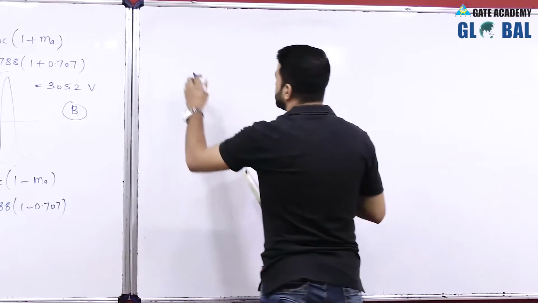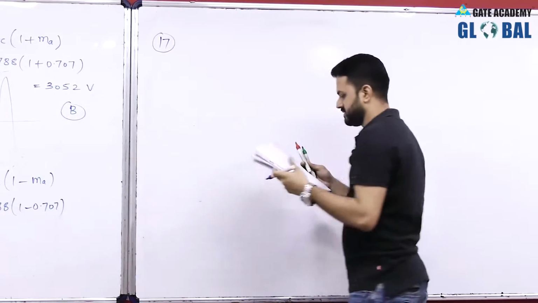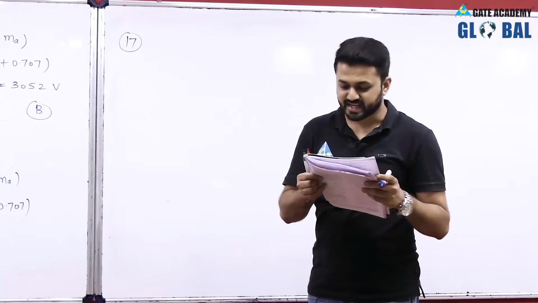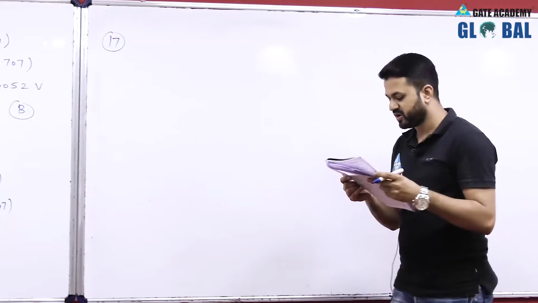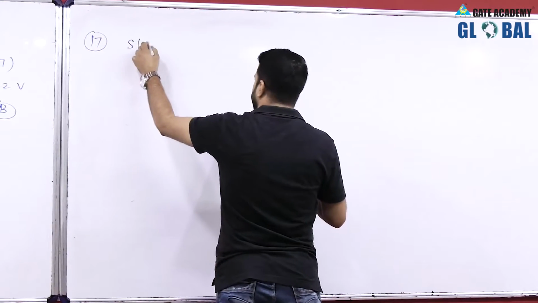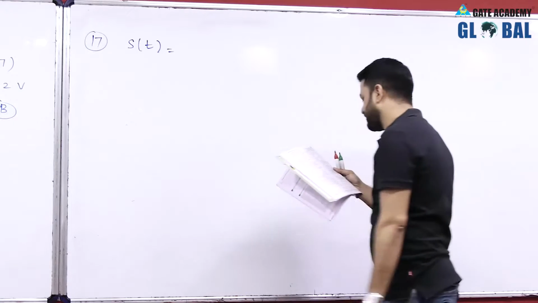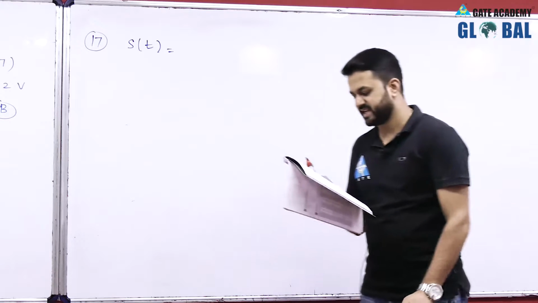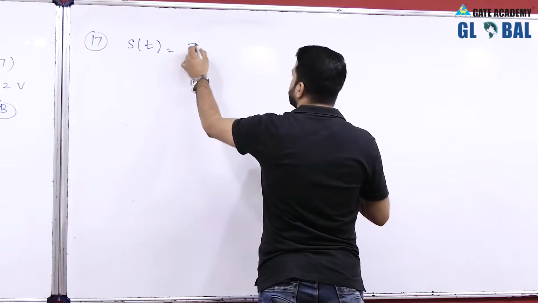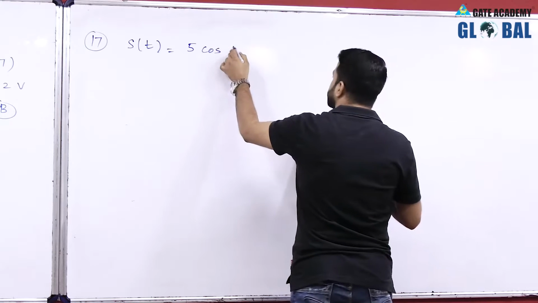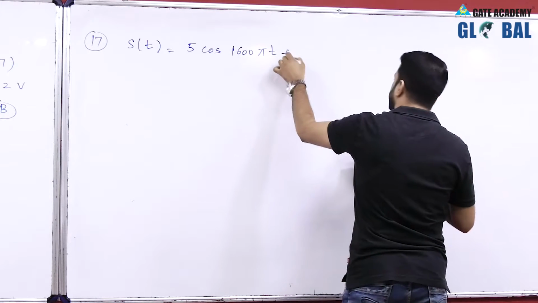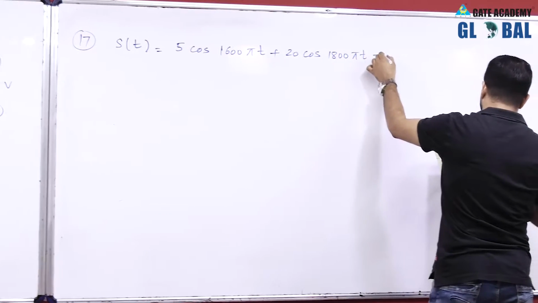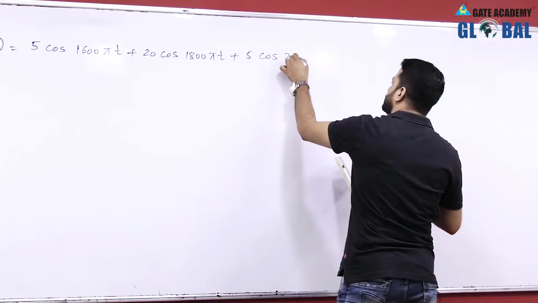Now coming to the next question, question number 17. The amplitude of a sinusoidal carrier is modulated by a single sinusoid to obtain the amplitude modulated signal S of t equal to 5 cos 1600 pi t plus 20 cos 1800 pi t plus 5 cos 2000 pi t. The value of modulation index is. So S of t is given as 5 cos 1600 pi t plus 20 cos 1800 pi t plus 5 cos 2000 pi t.